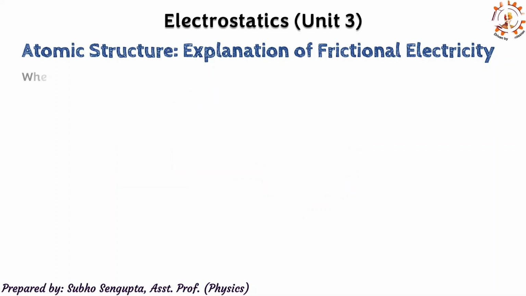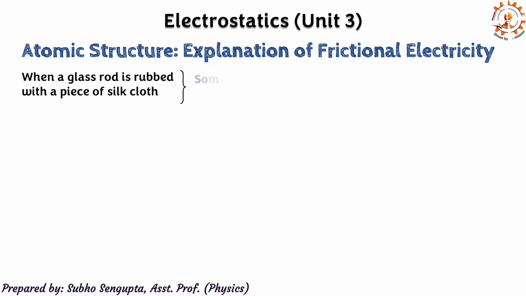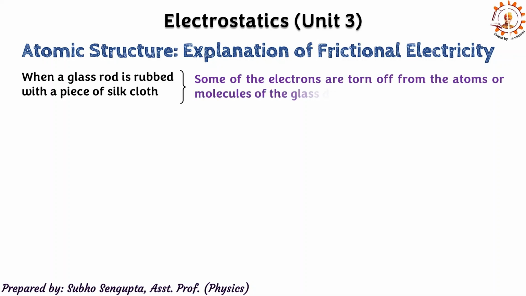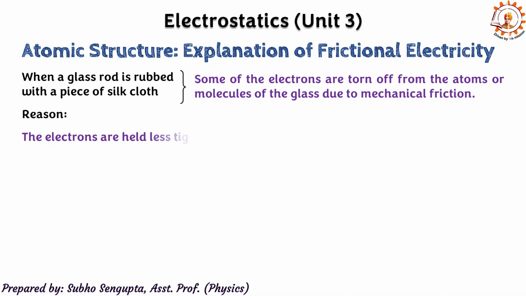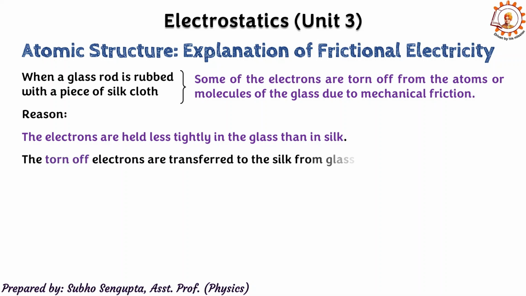When we rub the glass rod with the silk cloth, there is mechanical friction between these two objects. Due to this, some of the electrons are torn off from the atoms or molecules in the glass. Now the question is why? This happens due to the fact that electrons are held less tightly in the glass than in silk. So, the electrons which are torn off are immediately transferred to the silk cloth from the glass.